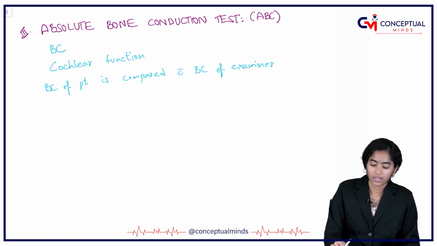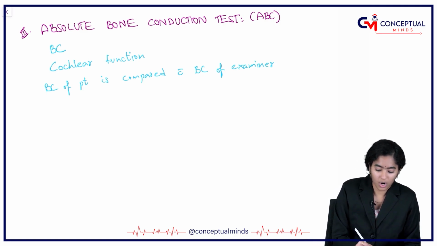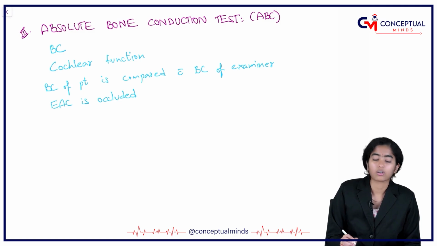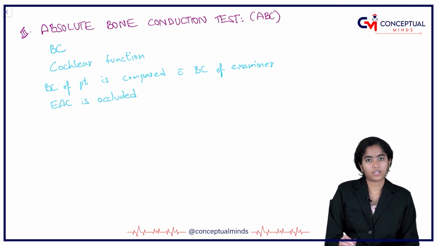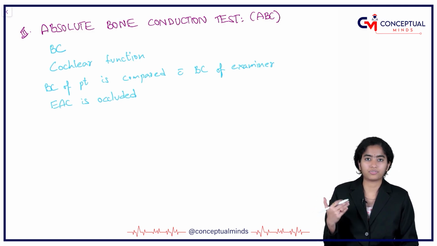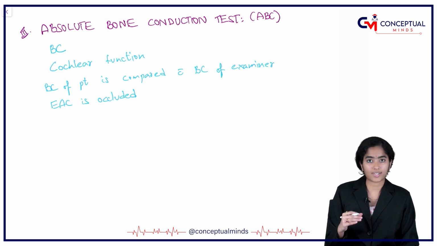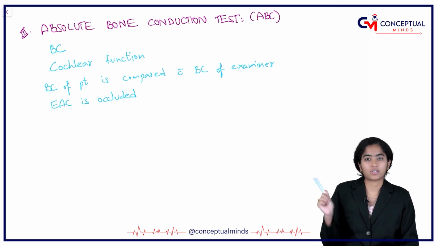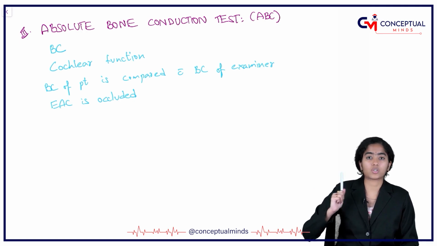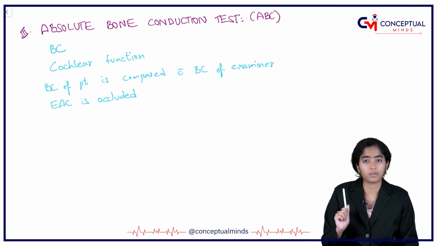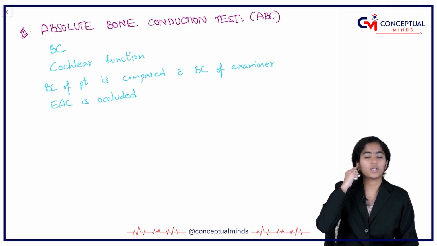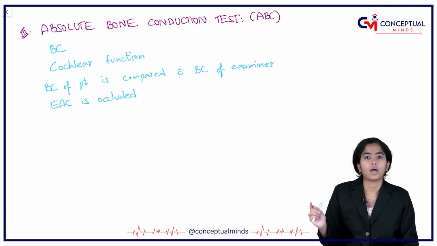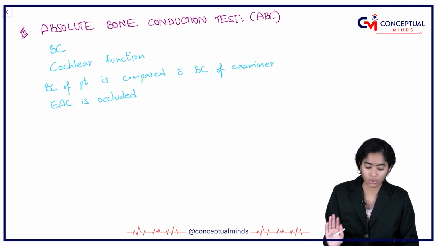and their external auditory canal is occluded. This is most important. We are not taking the effects of conductive hearing. Now that is what is happening in Weber's, right? Some external noise is disturbing, and that is why even though conductive hearing loss is there, bone conduction is becoming better on that side. So to avoid all that, what we are doing is we are occluding the external auditory canal, pressing upon the tragus and occluding it.